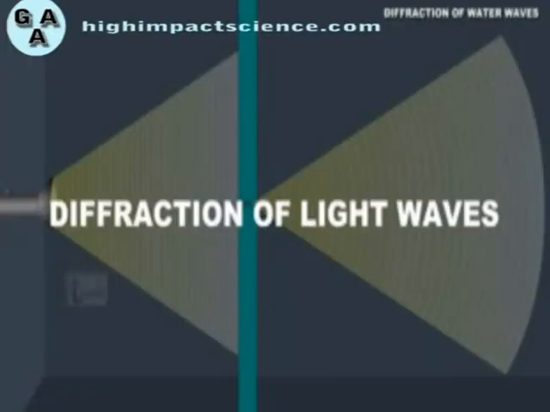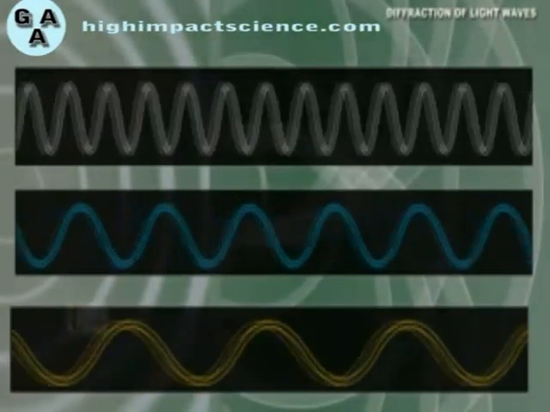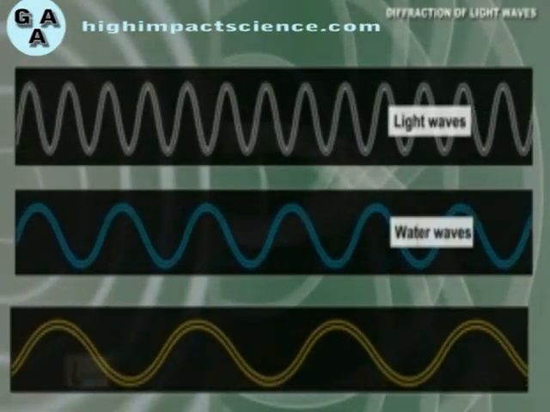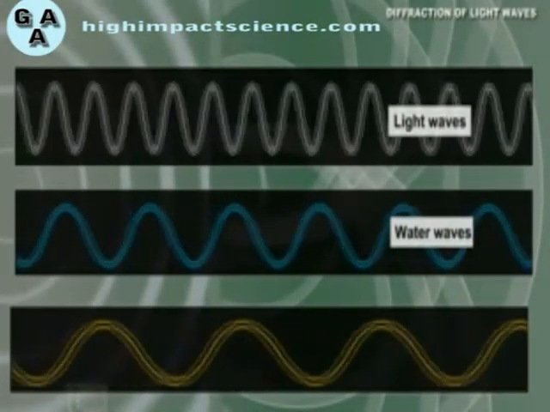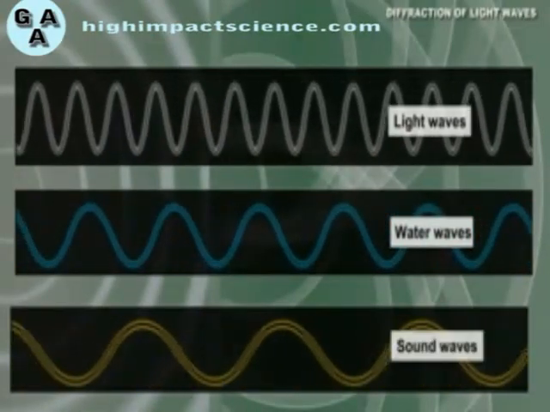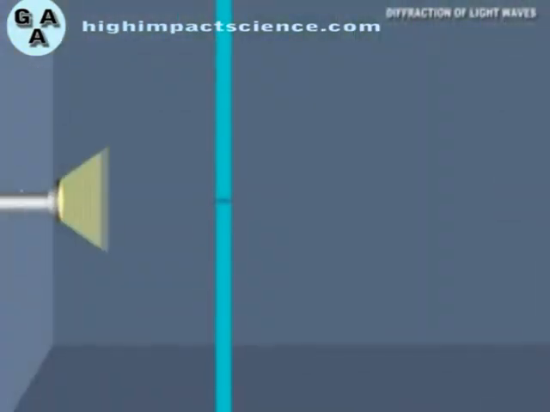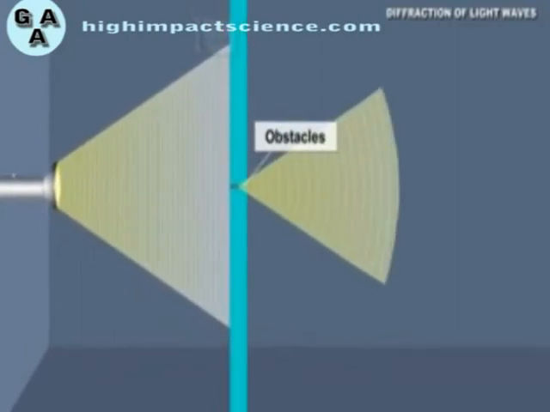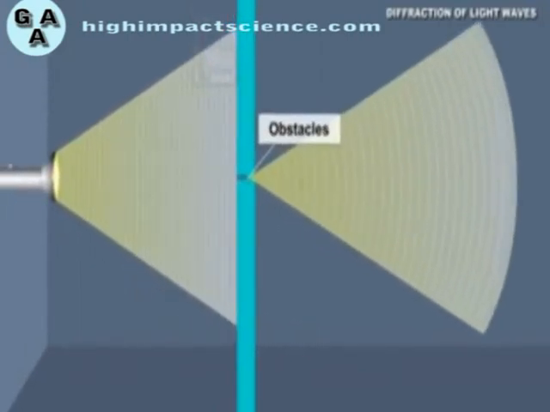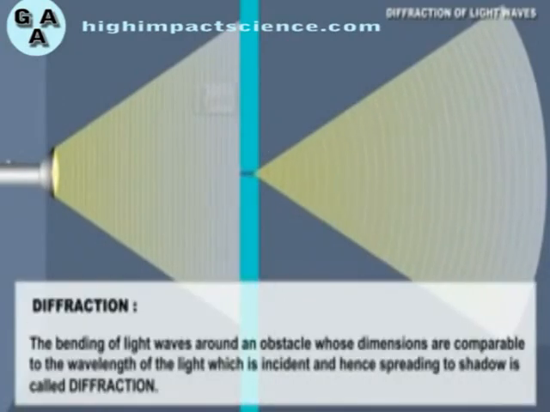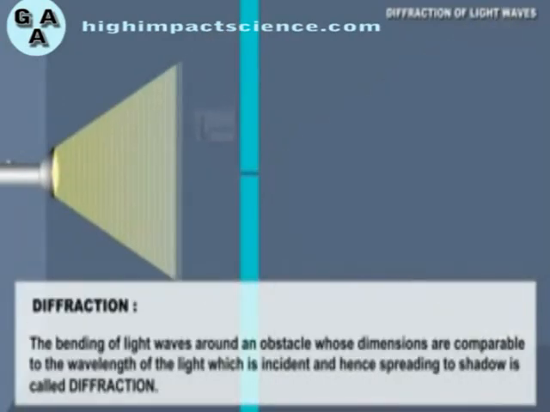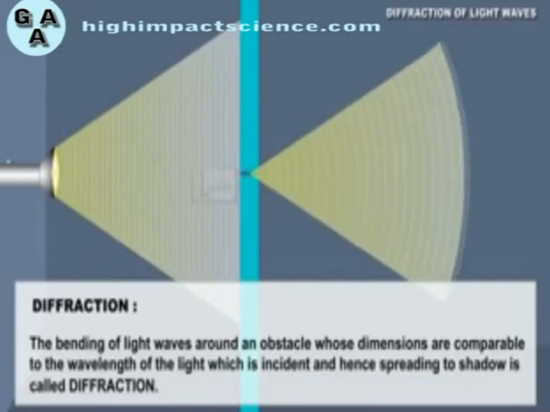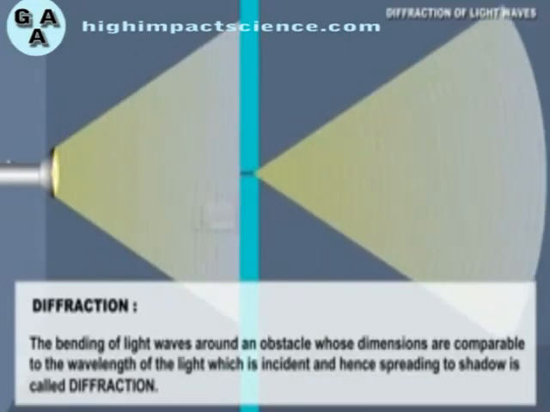How about light waves? The wavelengths of light waves are small when compared to the wavelength of water waves and to the wavelength of the sound waves. Therefore, diffraction of light requires very small apertures. The bending of light waves around obstacles whose dimensions are comparable to the wavelength of the light which is incident, and hence spreading into the shadow, is called diffraction.